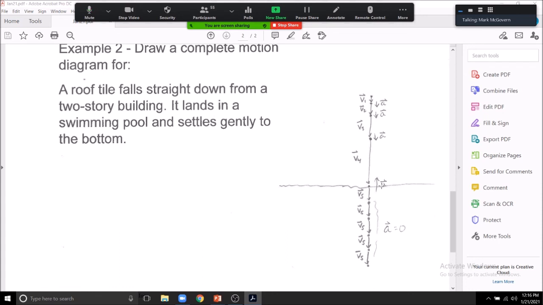I mean, there can be objects that are, sufficiently, like if it was a rock, right? The rock's not going to slow down too much when it hits the water. So you can ignore that detail if you don't think it's significant. But a roof tile, yeah, I think maybe they're a little light. Anyway, you hit the water and settle gently to the bottom. That's code word for constant motion. So I'm going to show constant motion in the water.